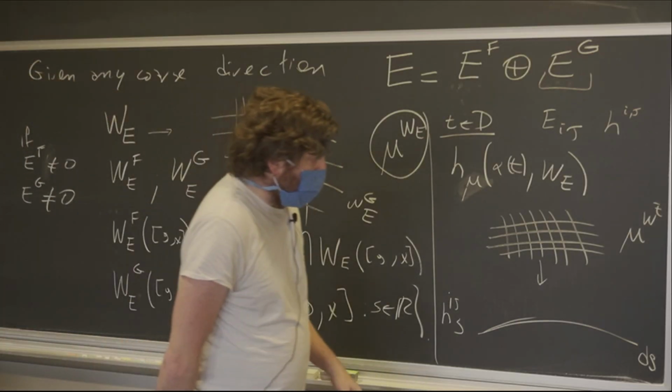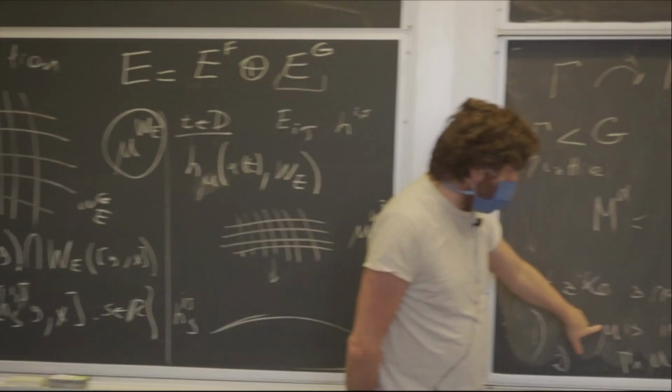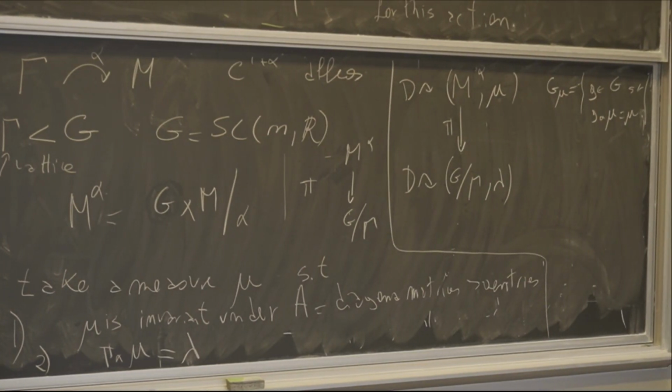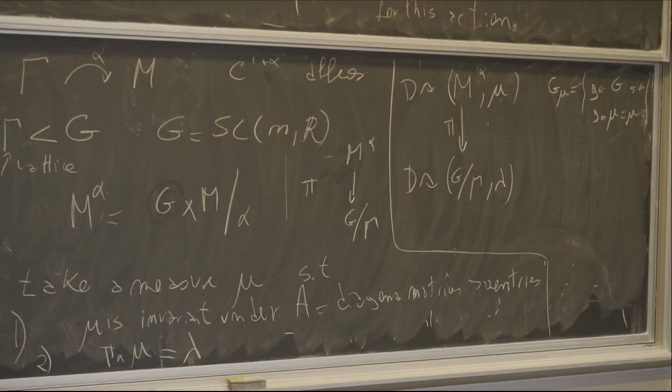And remember, I asked two things of the measure. One is to be invariant under the diagonal group, well, A, sorry, A is the diagonal. And the second is that it projects to Lebesgue.